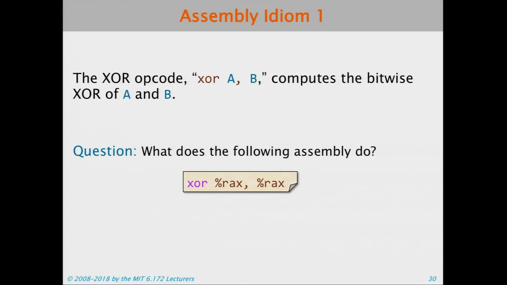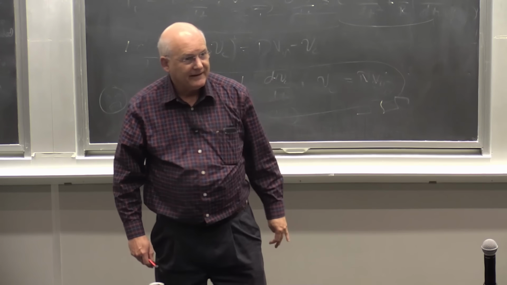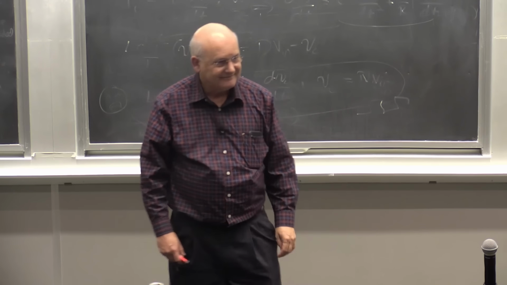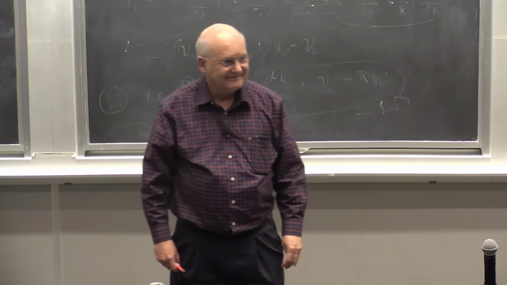So the XOR opcode computes the bitwise XOR of A and B. We saw XOR was a great trick for swapping numbers, for example, the other day. So often in the code, you will see something like this, XOR RAX, RAX. What does that do? Yeah. It zeros the register. Why does that zero the register? Because the XOR is the same as 0.